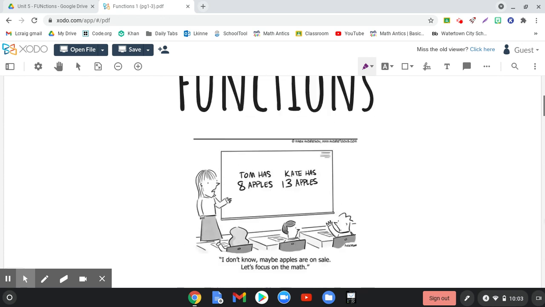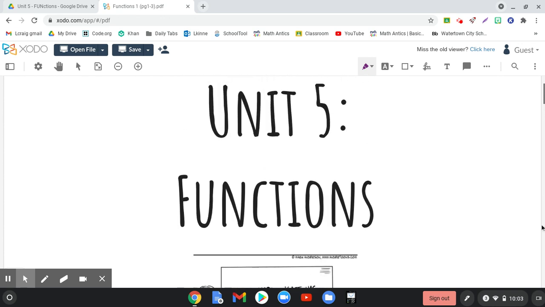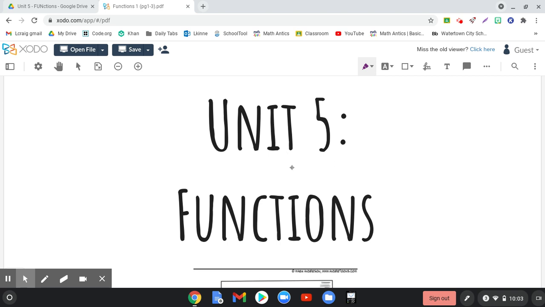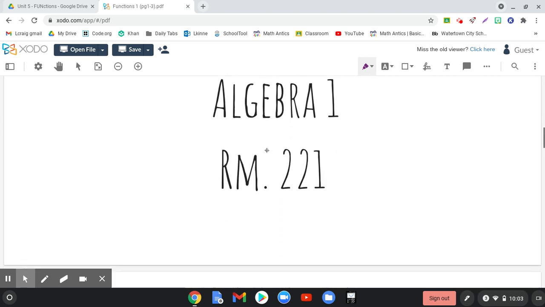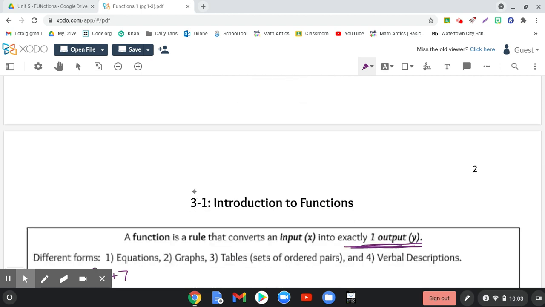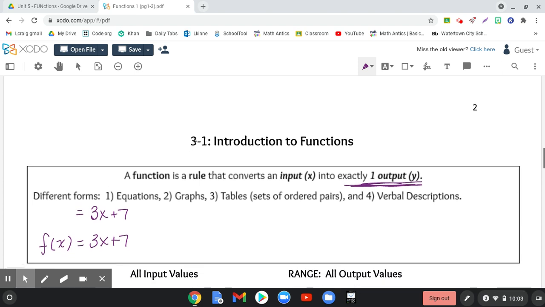Hello, everyone. Today we're going to be starting a new unit on functions. It's unit 5, but you'll notice there's a little bit of a typo throughout the packet. It says unit 3. We switched up the order this year, so just pay attention to the lesson number.